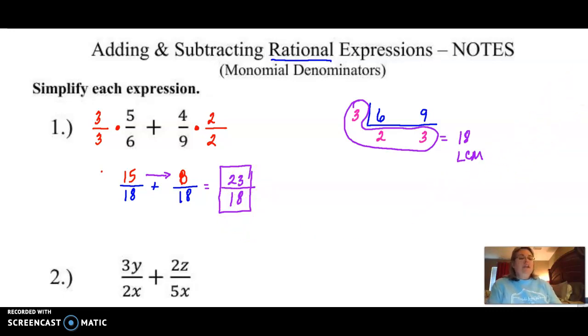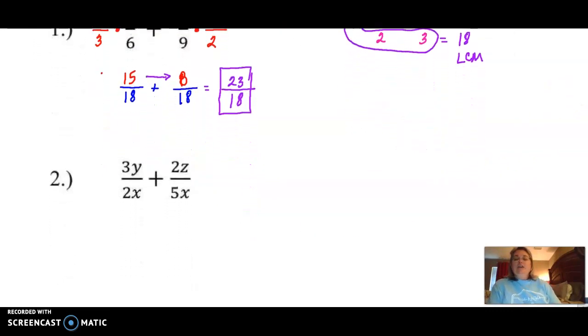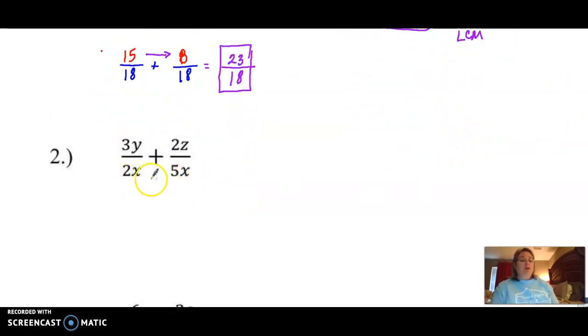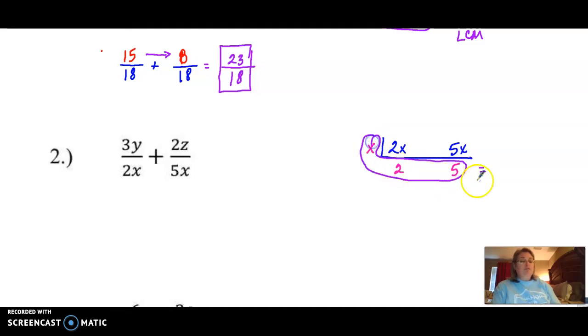Okay? So let's get a little bit harder and look at some monomials in the denominator. Monomial meaning we've got a variable down there, we've got some things that are multiplied together. We're still going to do our LCMs exactly the same. We have 2x and we have 5x. So what's common in those two? Well, the common factor would be the x. So when I divide x into 2x, I get 2. When I divide x into 5x, I get 5. So therefore, my LCM, remember it's these 3 things, we multiply them all together, that would give me 10x.